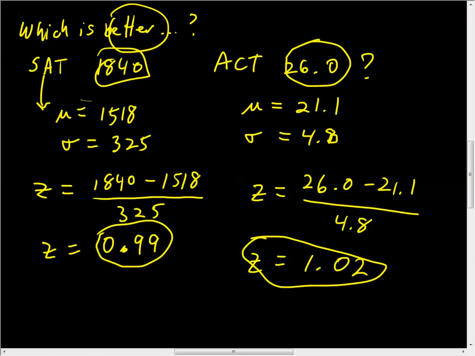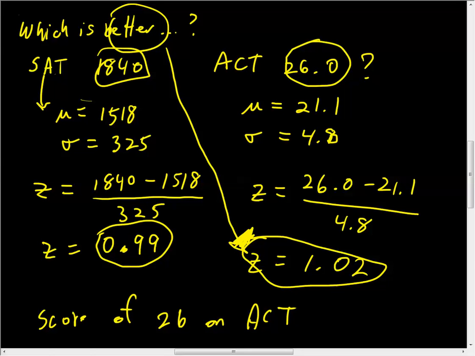So which is better? Well, the higher z-score is better. Not the one that's farther away from zero necessarily, but just the one that's higher. The ACT score is better because its z-score is higher. Let me write that down. A score of 26 on the ACT is better because it's a higher z-score.